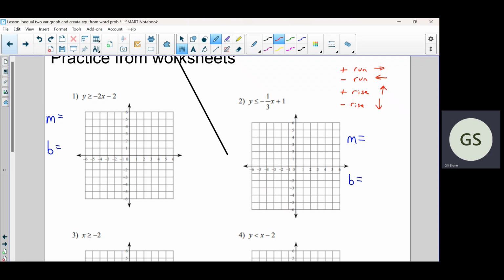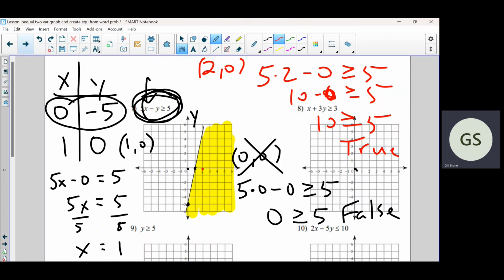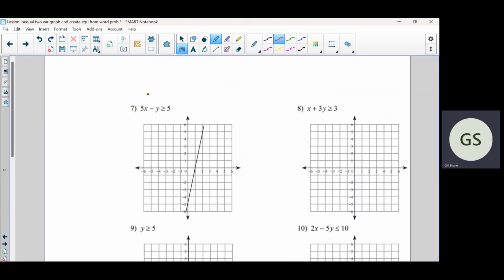If we want to make the line, when Y is all by itself, that is the key to do what we are about to do. Y has to be all by itself. You cannot use this method if Y is not all by itself. You cannot use it here. Y is not by itself. It's got that stuff with it. You could use it here because Y is all by itself.